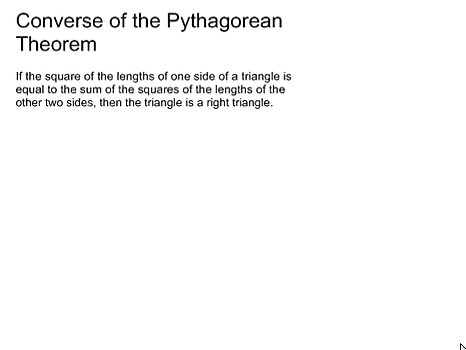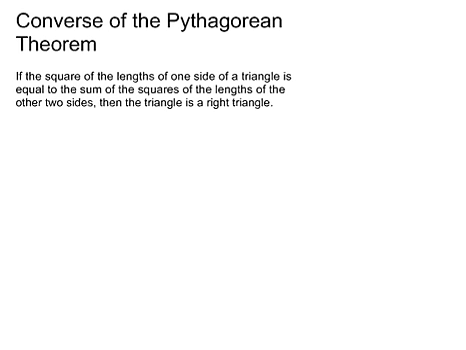Class, in this video we're going to be continuing our study on the Pythagorean theorem. Previously we learned that the Pythagorean theorem is c squared equals a squared plus b squared as our formula, which means that the square of the hypotenuse equals the sum of the squares of the two legs.